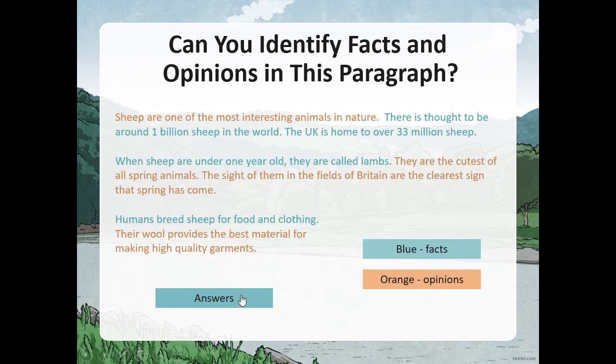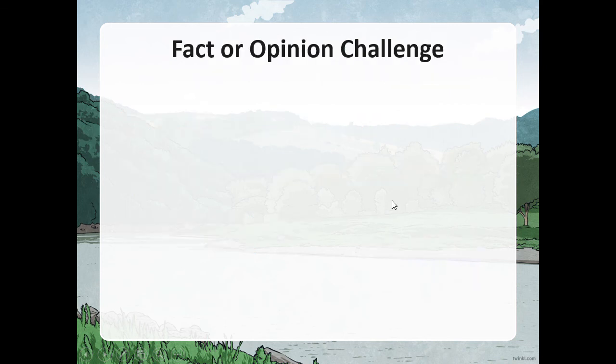So in blue, we have the facts, and in orange, the opinions. So sheep are the most interesting animals in the world. Opinion. We were right about the facts. There's thought to be 1 billion sheep in the world. The UK is home to over 33 million of them. When sheep are under 1 year old, they're called lambs. And humans breed sheep for food and clothing. The rest was an opinion.